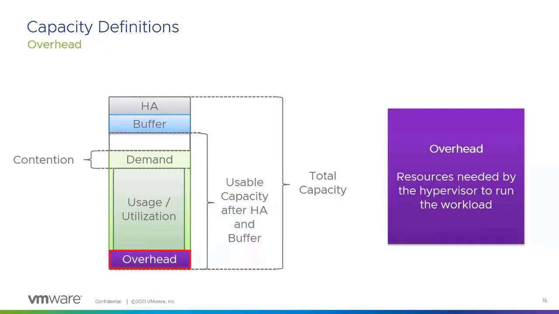And then overhead. This is the resources needed by the hypervisor to run the workloads. So this is additional memory and CPU cycles that are needed to run virtual machines.